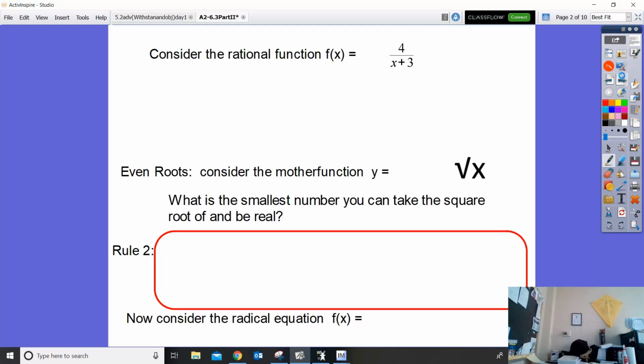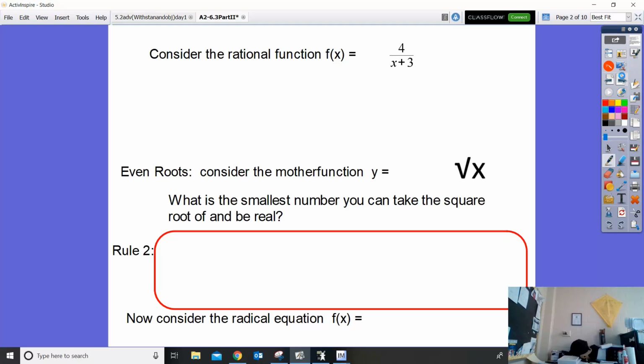Because if X was negative 3, what would you be dividing by? 0. Here's a mother function. We call it y equals root of X. Could X be negative 2? And be real? No. So the smallest thing X could be would be 0 in that example. If you take the square root of 0, it's 0.